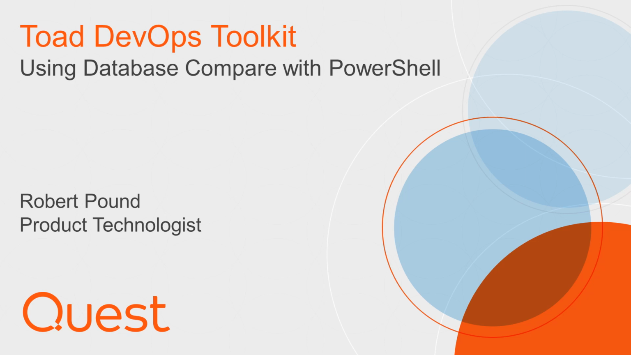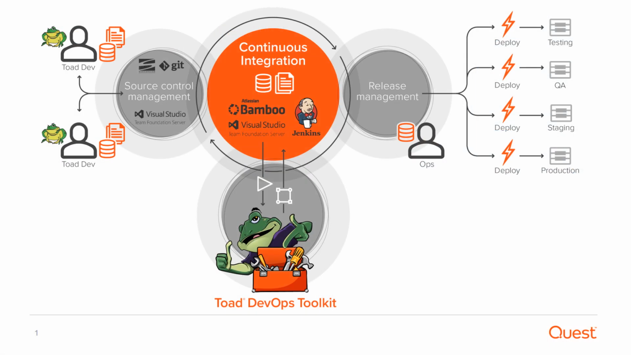In this video we'll be discussing Toad DevOps Toolkit Database Compare. Toad DevOps Toolkit is a Windows application that allows you to reliably execute Oracle database functions within a continuous integration platform such as Bamboo or Jenkins. Toad DevOps Toolkit supports access through a number of languages, but the focus of this video will be using PowerShell.